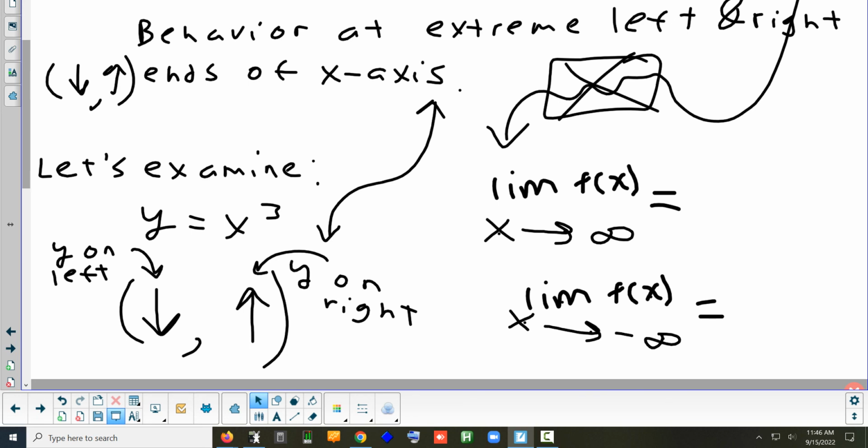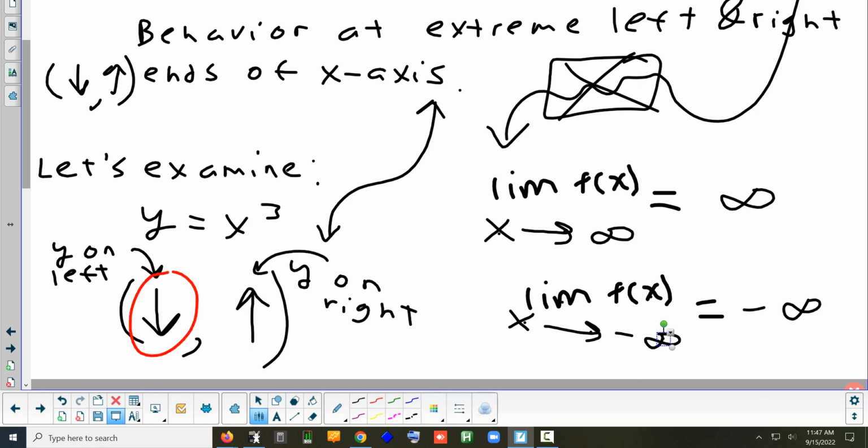What is happening to the y value as x heads to the right? Y approaches infinity. The y value is going up forever, and in math, going up forever is called infinity. What's happening to the y value as x heads to the left? That would just be negative infinity. Yep.